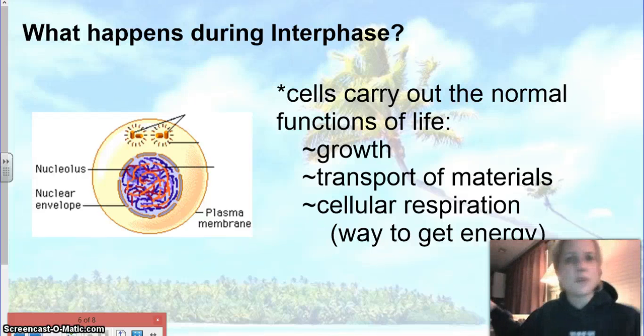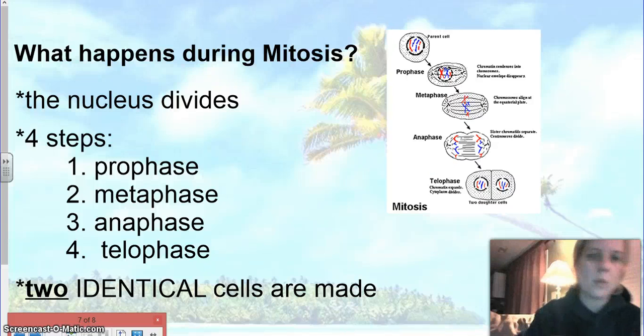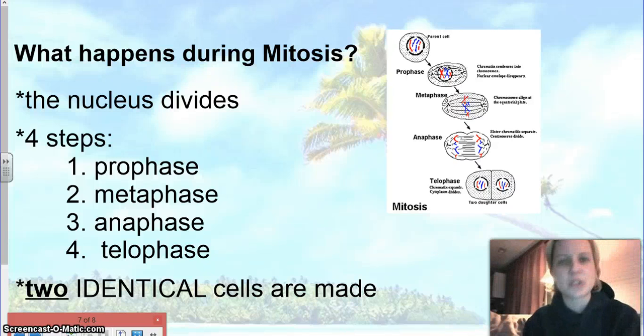You eat your food at night and you breathe, and that oxygen mixed with your food releases energy into your body. That's all normal day-to-day stuff for your cell. That's interphase, okay?